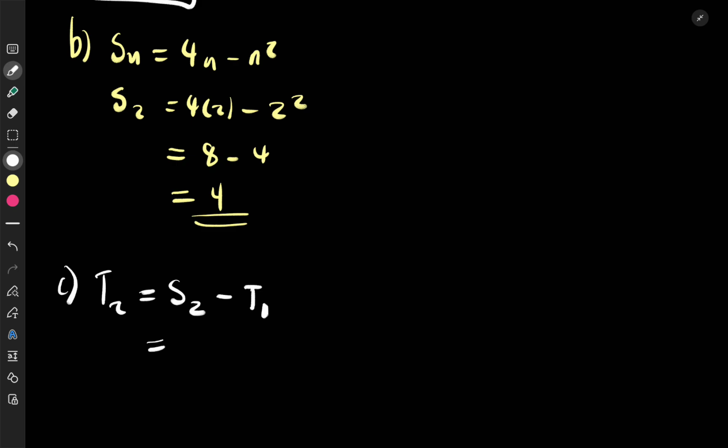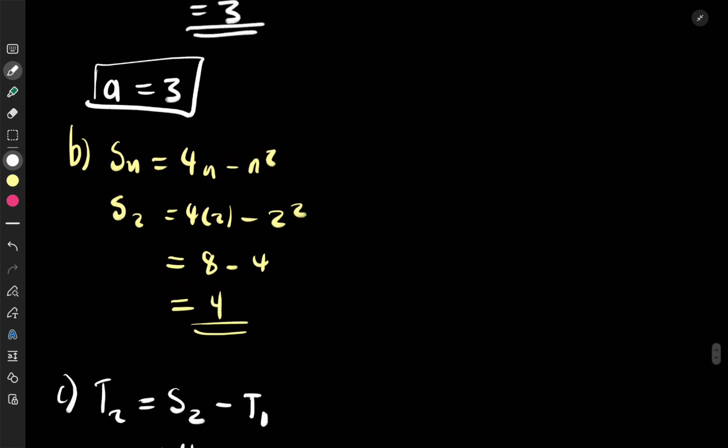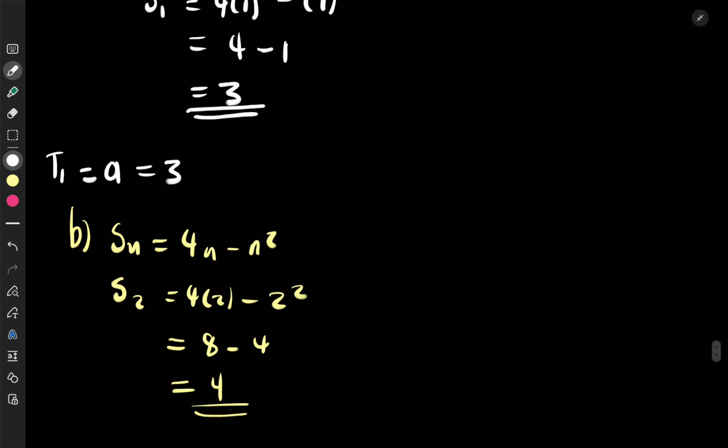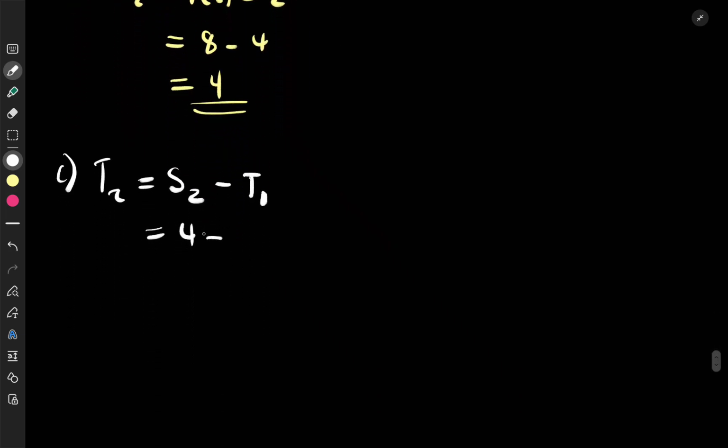So I would say, what is the sum of 2 terms? It is 4 minus, what is that first term? So I can say T1, which is equal to A, is 3, because they told me that it was the S1. I remember we said they don't have to tell you, T1 is equal to S1, which is equal to A, is your 3. So here I'll say 4 minus 3, I'll get 1. So that means my second term in this situation is going to be 1.